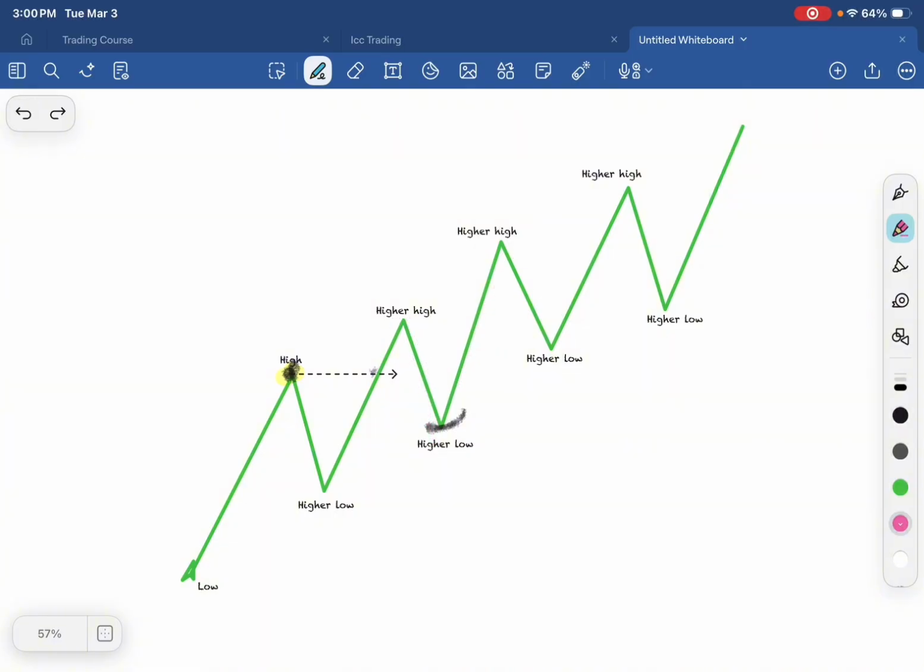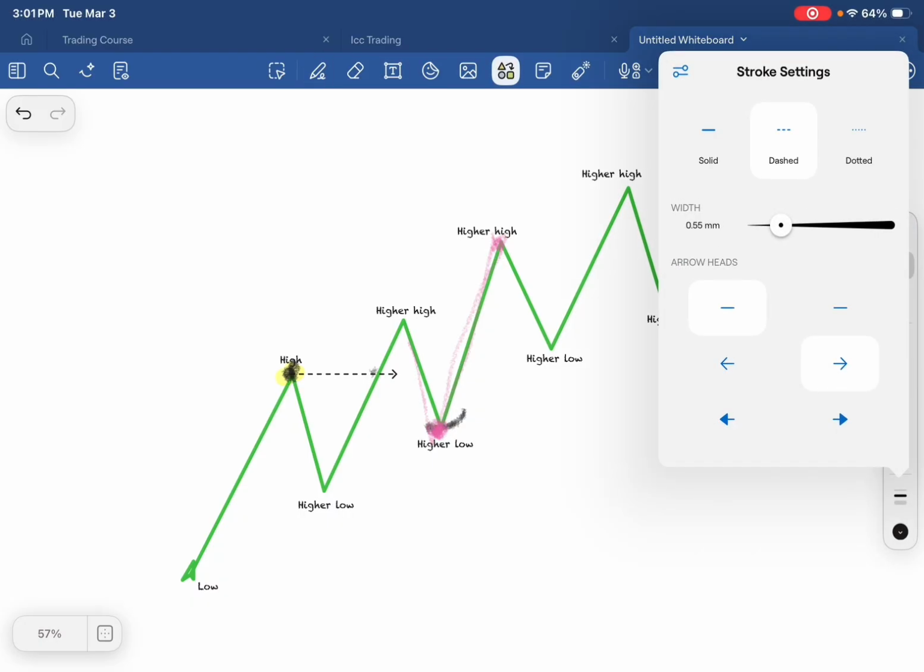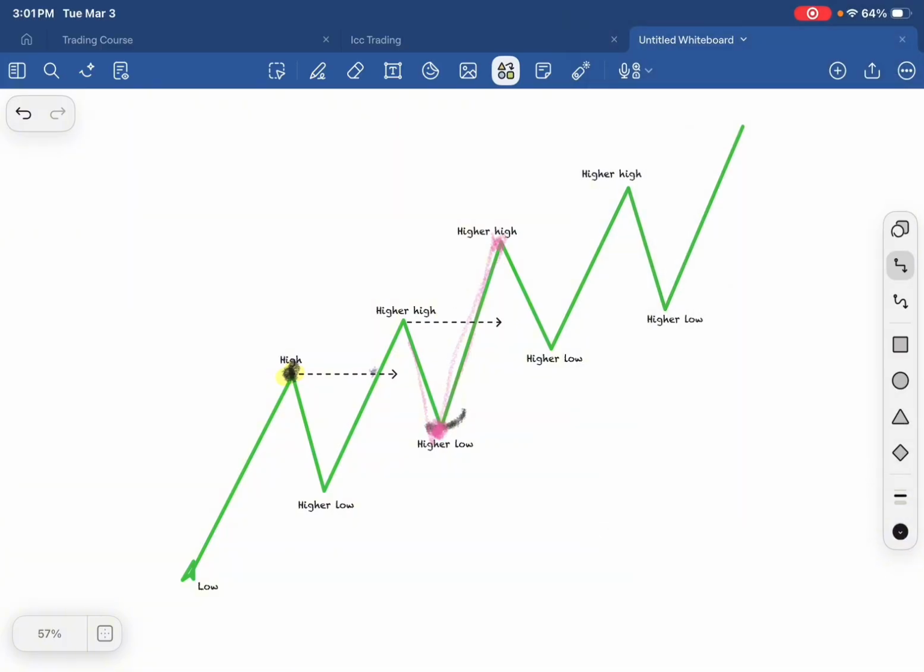I remember telling you that the market creates higher highs and higher lows. So in order for it to create a higher high, it has to make a higher low. It has to go back down and create a higher low in order to make a higher high. So once price continues to break higher highs, buyers are in control. Higher highs, buyers are in control.